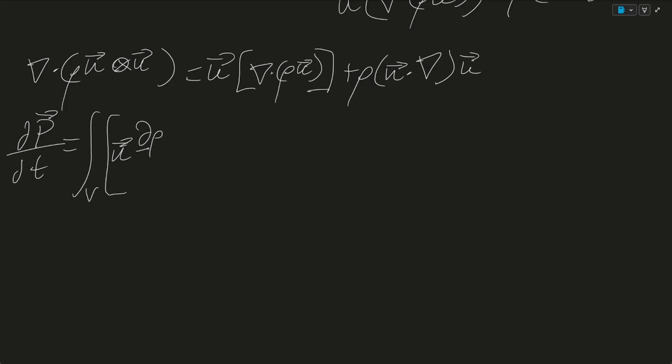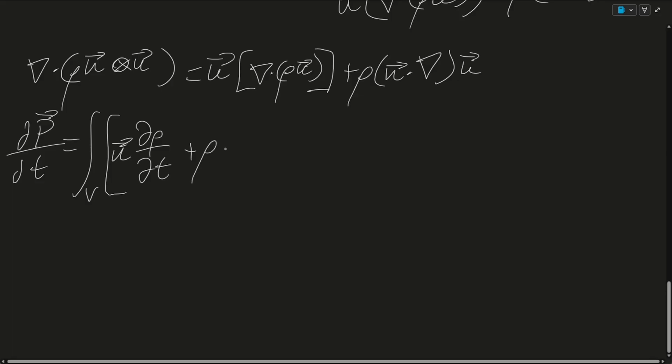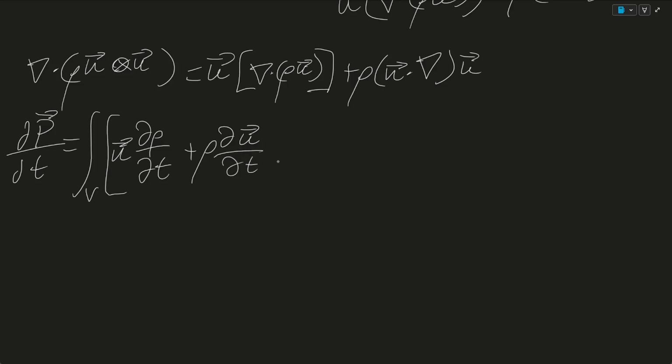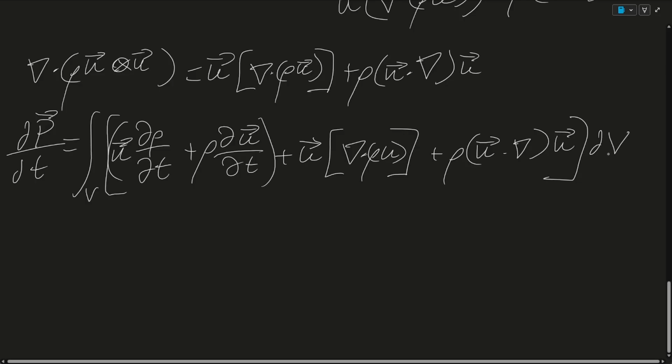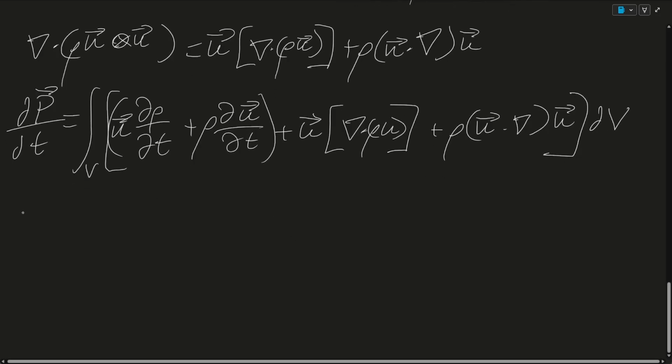Now this might look somewhat familiar because it's just subbing in what we've already found. u_t, that should be in its own bracket as well, plus u, and then what we got above, u plus rho u dot del u, dv. Okay, that's our total momentum here.